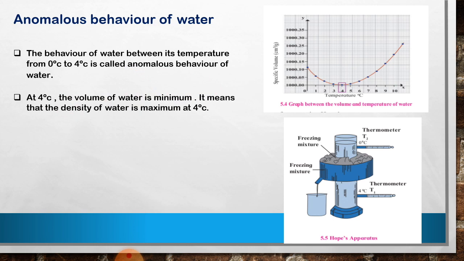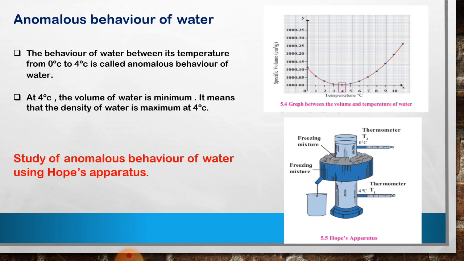At 4 degree Celsius you can see in this diagram that the volume of water is minimum. The graph shows the volume of water is very minimum here. It means that the density of water is maximum at 4 degree Celsius. As the formula says, density is equal to mass upon volume. So when the density becomes higher, the volume becomes less.